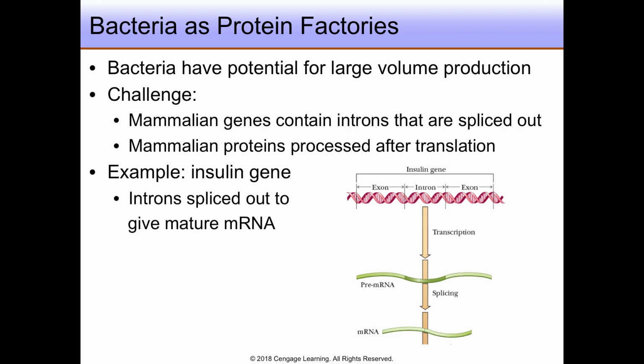Let's look at the example of the insulin gene to see how it was successfully overproduced in a bacterial host. As you know, the nascent mRNA transcript is first processed by the spliceosome to give the mature mRNA transcript.